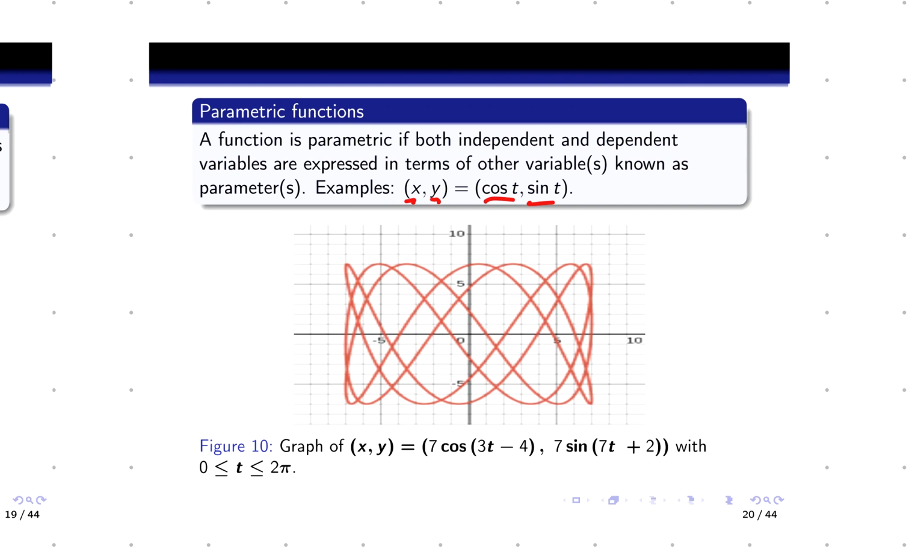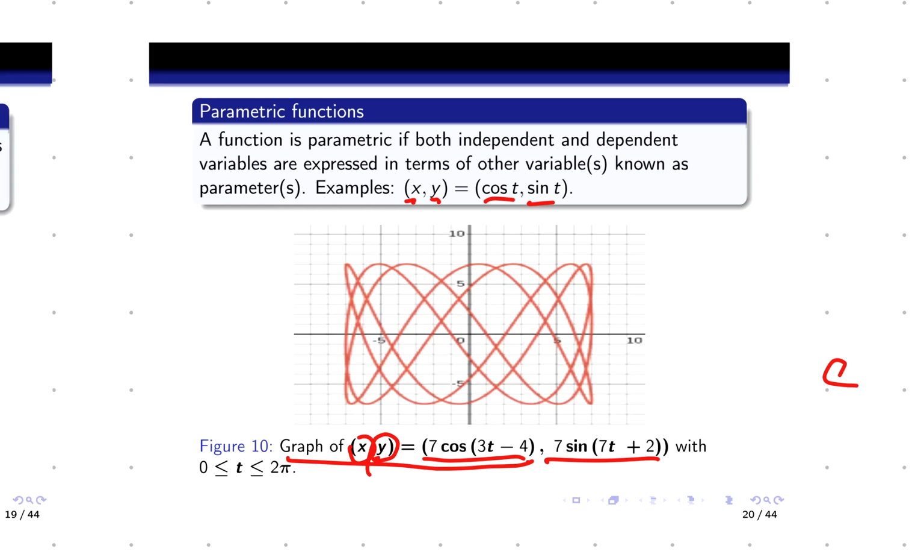And this is the beautiful plot of this parametric function. Sorry. So this is the graph of f of x comma y, where x is 7 cos 3t minus 4, and y is 7 sine 7t plus 2. And of course, t is between 0 and 2 pi, between 0 and 360 degrees. Okay, so that's a very good example of a parametric function.